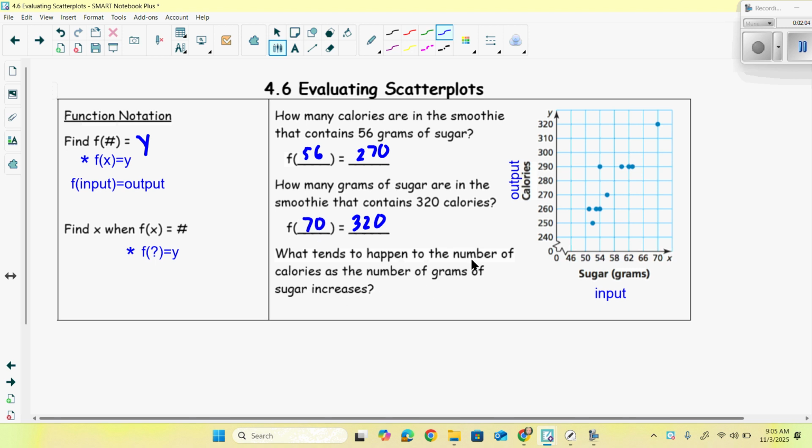What tends to happen to the number of calories as the number of grams of sugar increases? So this gets back to what the correlation is. As x increases, we always say as x increases, in this case, y looks like it increases. So what tends to happen? Calories increase, and we call that a positive correlation.